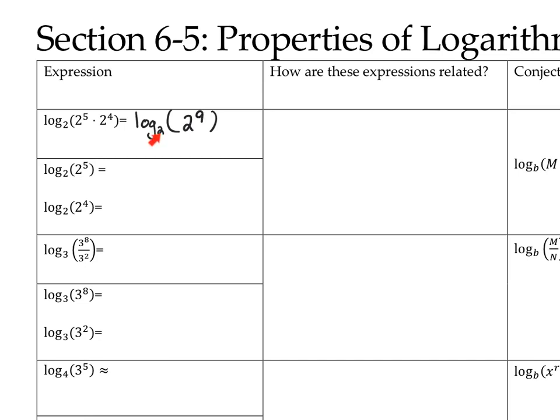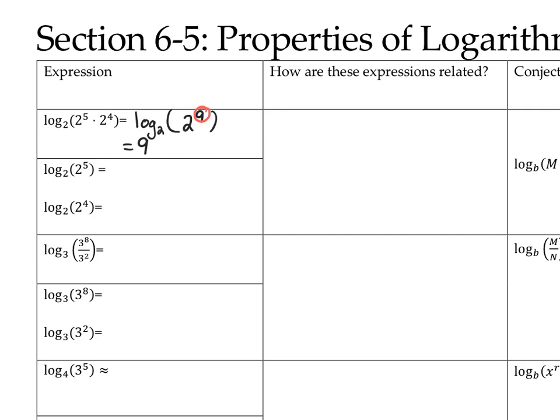Now this expression is saying 2 to the what equals 2 to the 9th. So 2 to what power equals 2 to the 9th? Well, the exponent is just staring right at me. This is one of our cancellation properties, so the answer to this problem is just 9.